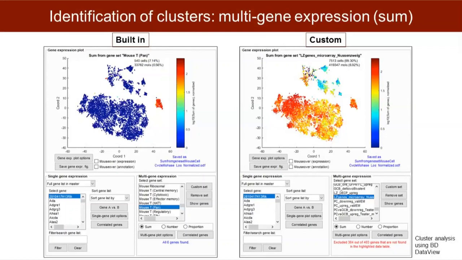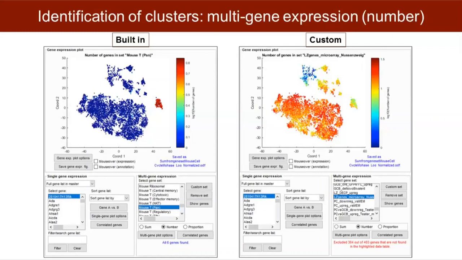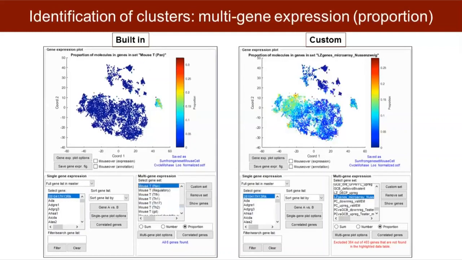Now, you can use the sum of multi-gene expression, as shown in this slide, which displays the sum of the number of molecules from all genes in the highlighted gene set detected per cell, or the number, which displays the number of genes in the highlighted gene set detected per cell, or the proportion, which is the sum of the number of molecules from all genes in the highlighted gene set divided by the sum of the total number of molecules per cell. In the case of our germinal center lysosome gene set, shown on the right side here, the proportion of multi-gene expression highlighted the lysosome cells better than the sum or the number of multi-gene expression.